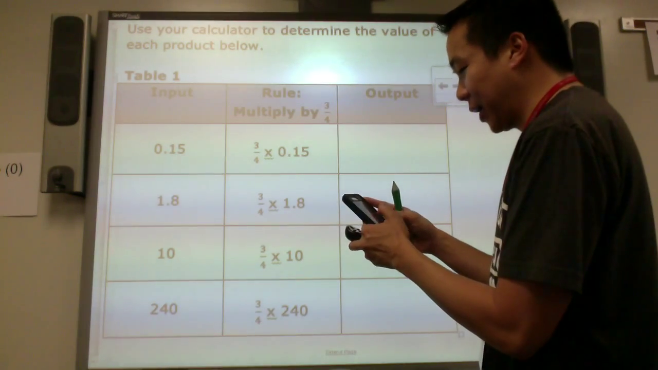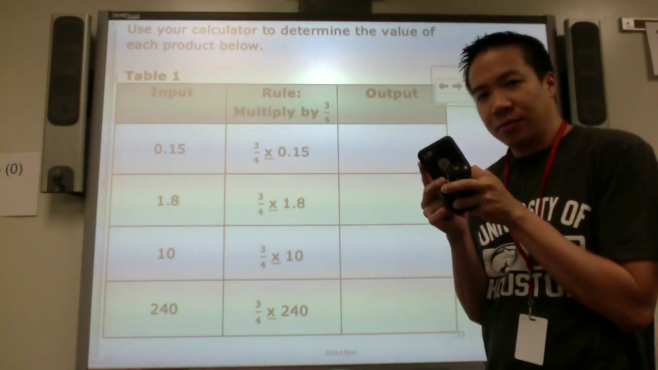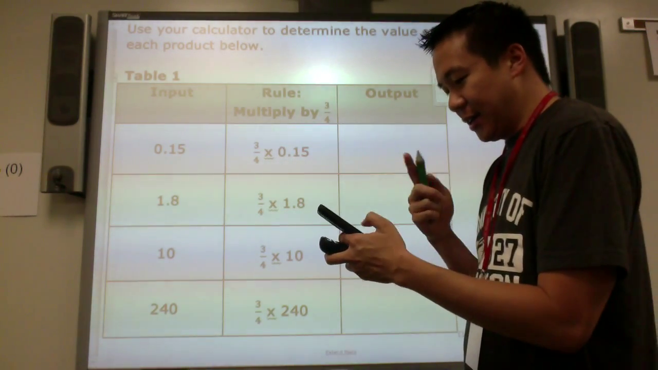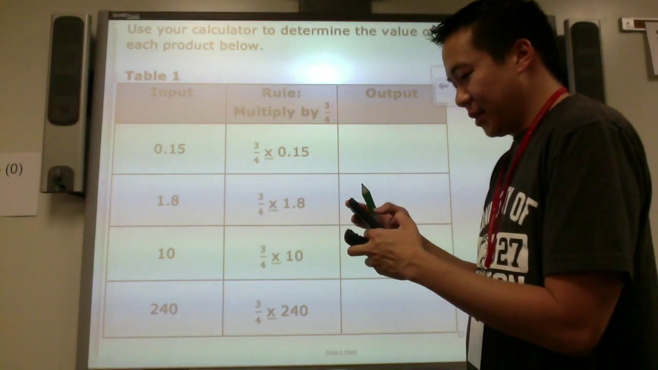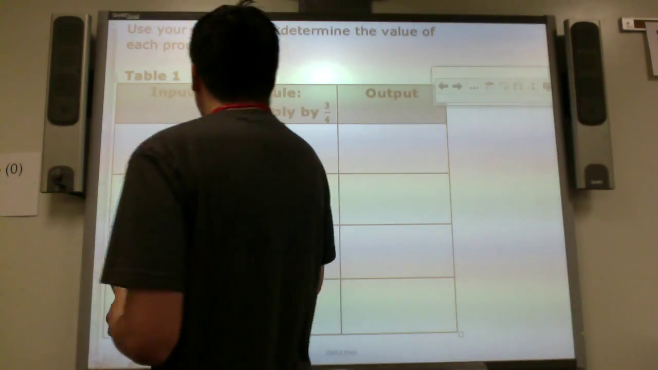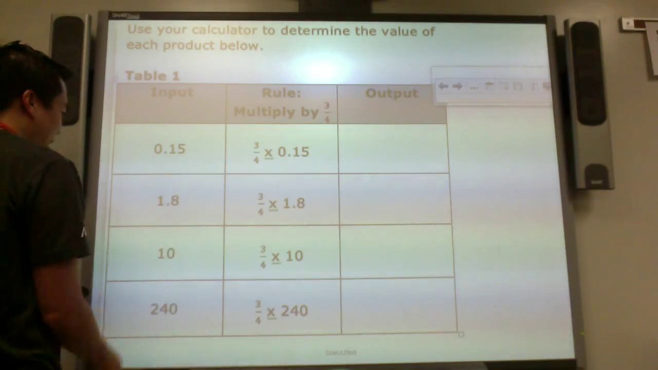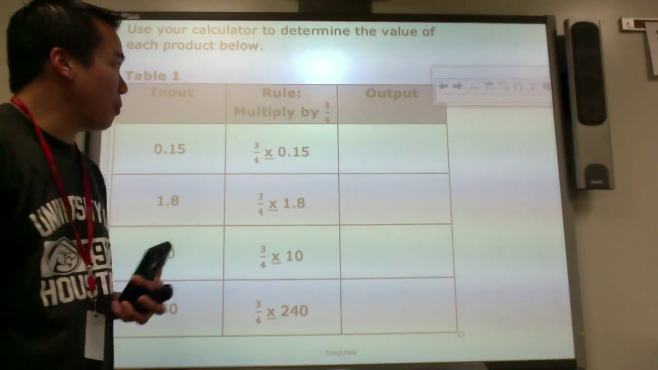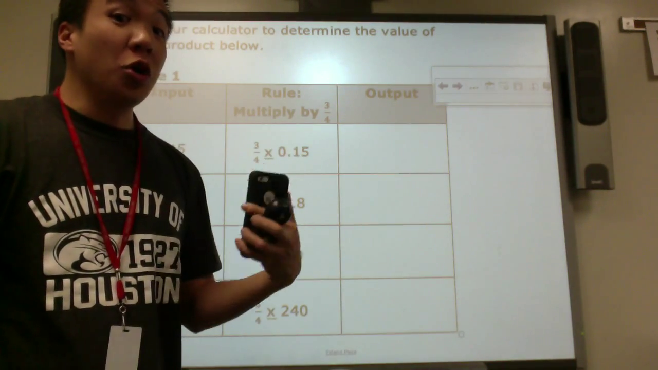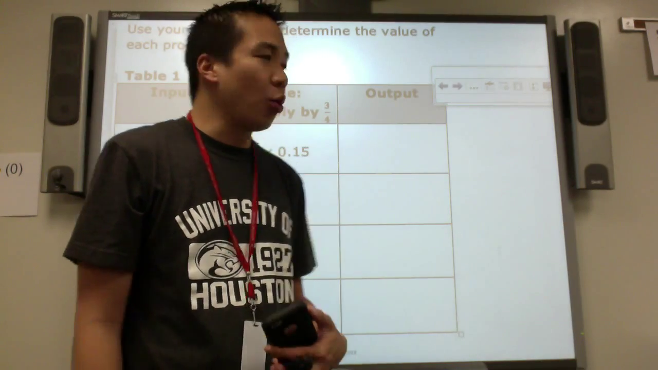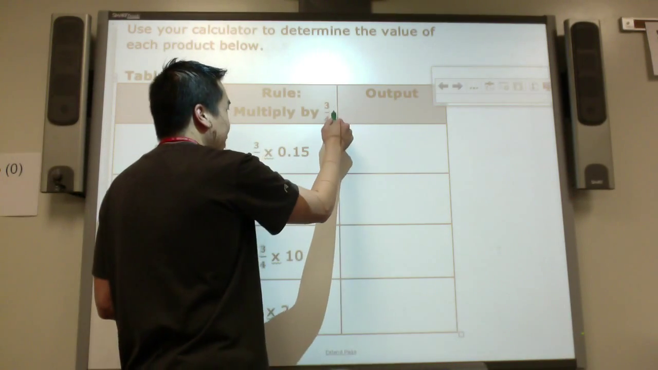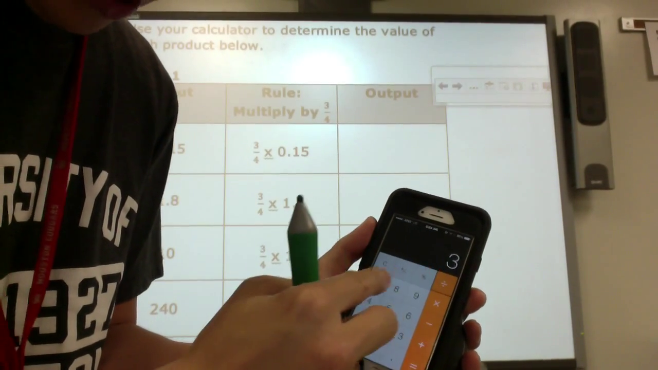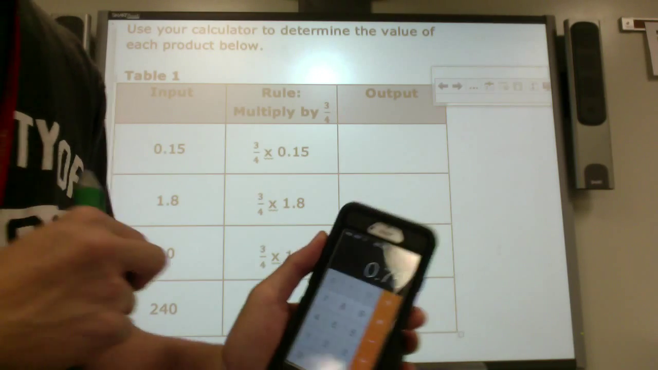So I'm going to take out my calculator right now. It says use a calculator. All right, so let's look at this calculator feature. Let's start with the first one. You start with 15 hundredths, 1 and 8 tenths, 10, and 240. The rule says multiply each one of these decimals by 3/4. Do you know the decimal equivalent of 3/4? It says 3 divided by 4. Using your calculator, 3 divided by 4 equals 75 hundredths.